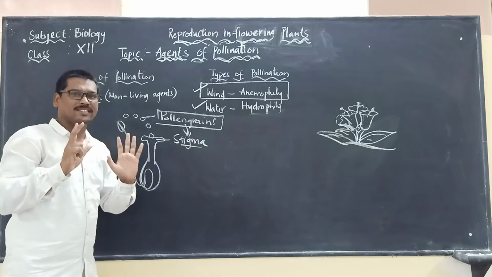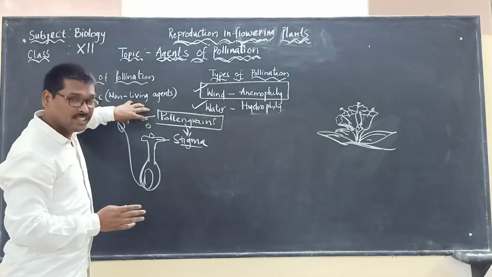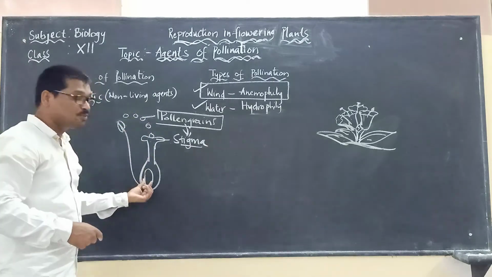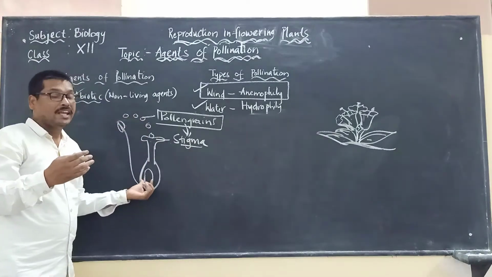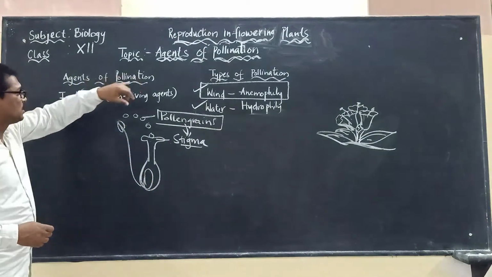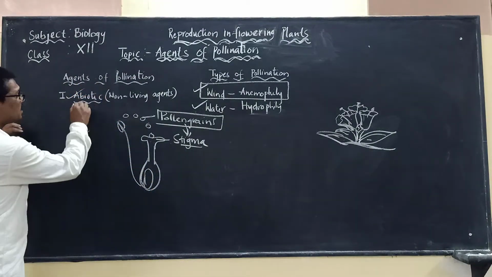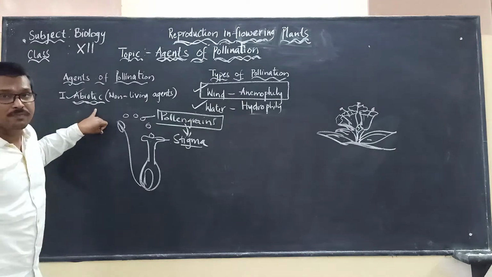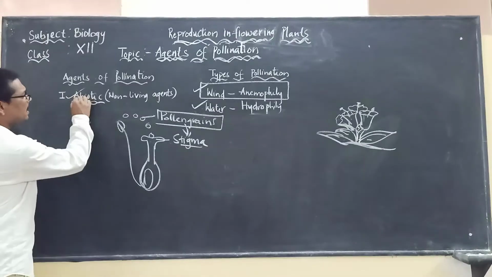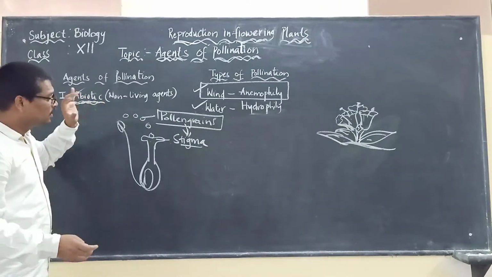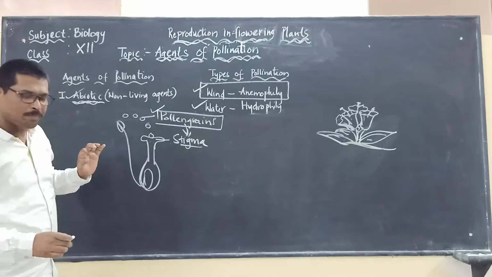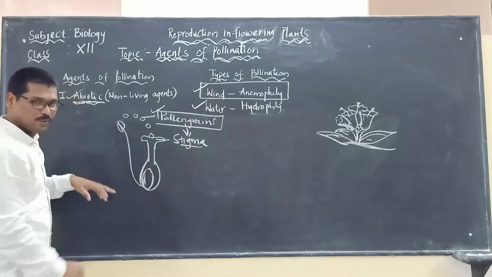In very simple terms, we can say that the number of pollen grains is more than the number of ovules that are produced when pollination is taking place by abiotic factors. When pollination is taking place by abiotic factors, more pollen grains are produced than ovules.